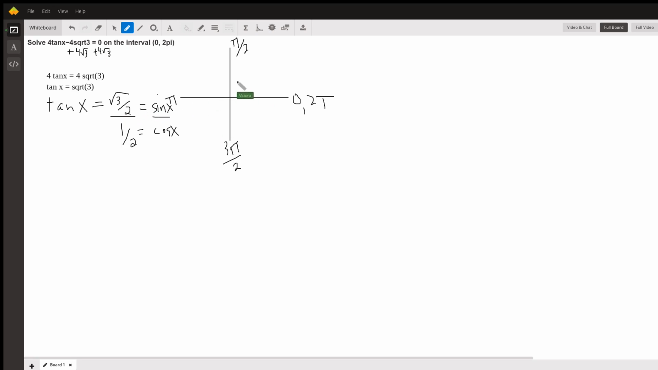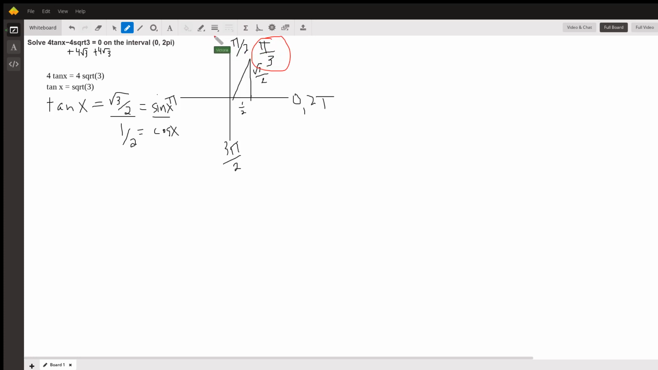Well, that's the tall triangle. This is the short side of a half. So the long side is here. Whoops, it's supposed to go to there. But anyway, this is our radical 3 over 2. And so that happens at pi over 3. So that's one of our answers.